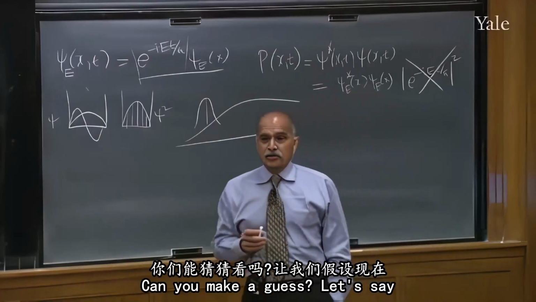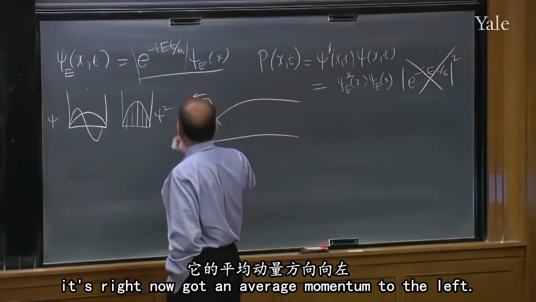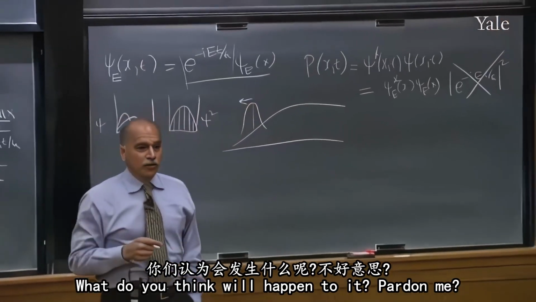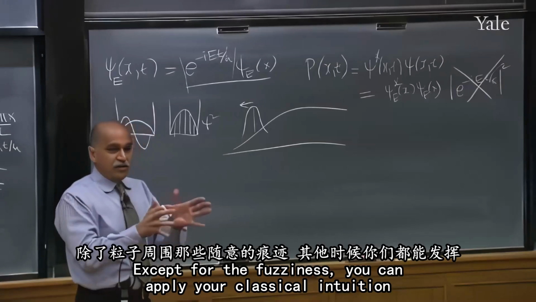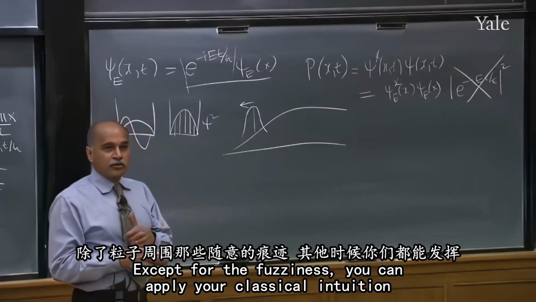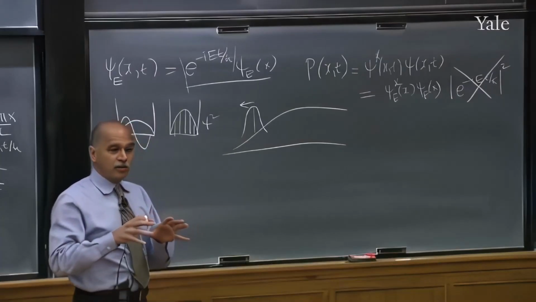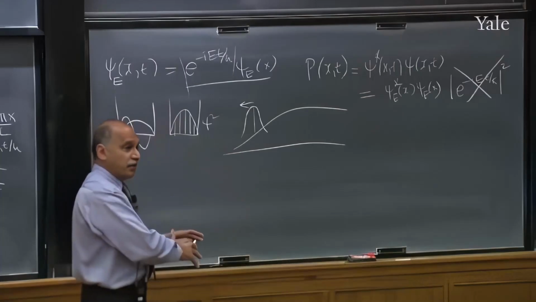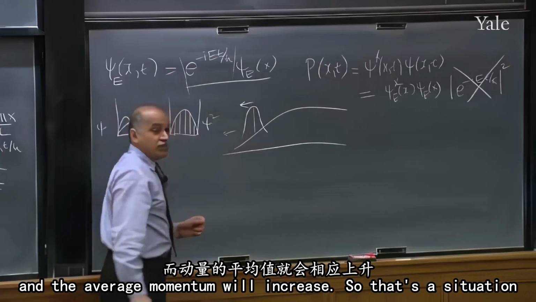Can you make a guess? Let's say it's right now got an average momentum to the left. What do you think will happen to it? Pardon me? It'll move to the left. This is just, except for the fuzziness, you can apply your classical intuition. It's got some position, maybe not precise. It's got some momentum, maybe not precise. But when you leave something on top of a hill, it's going to slide down the hill. The average x is going to go this way, and the average momentum will increase.